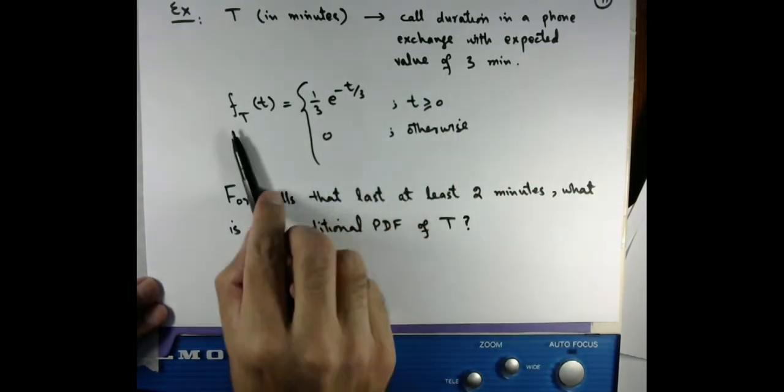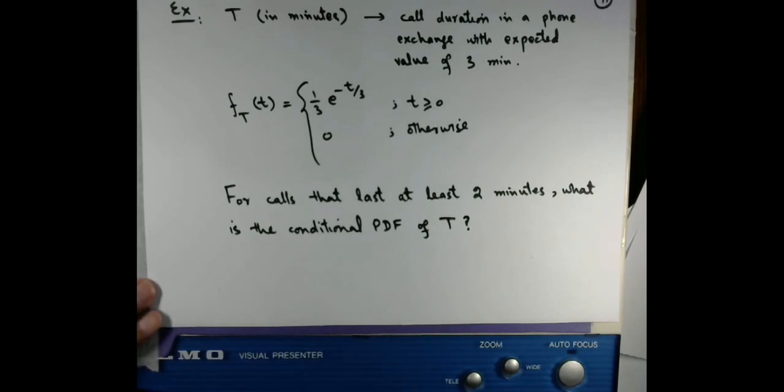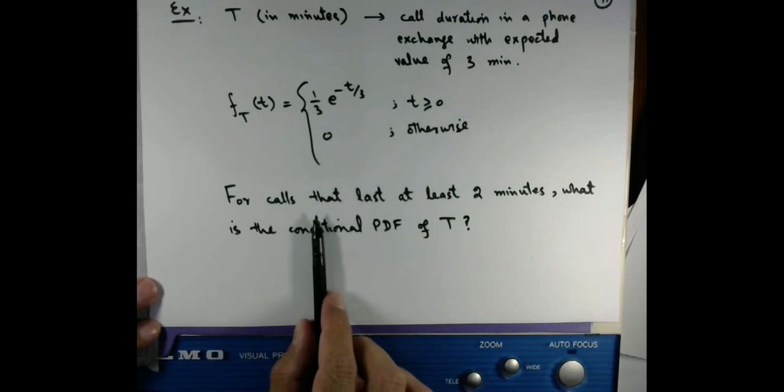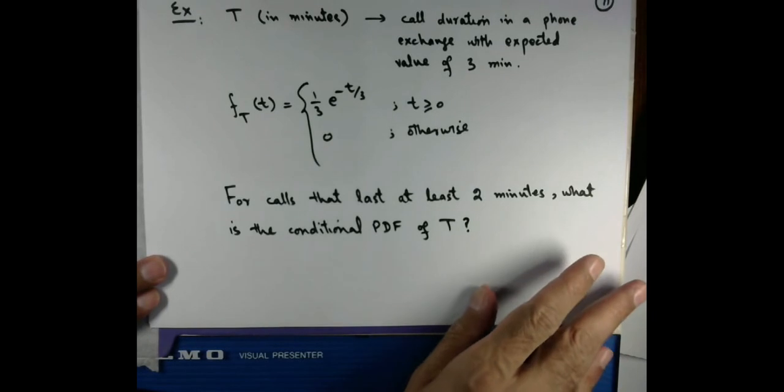So it includes any call of 0 duration onwards. But now I put the conditioning event and I say for all the calls that last at least 2 minutes, what is the conditional PDF of the call time? So what is the average call duration for all those calls which were at least 2 minutes or above? If you understand the nature of the conditioning event, we can approach the solution.